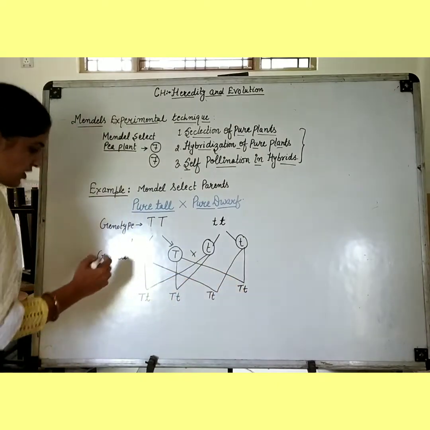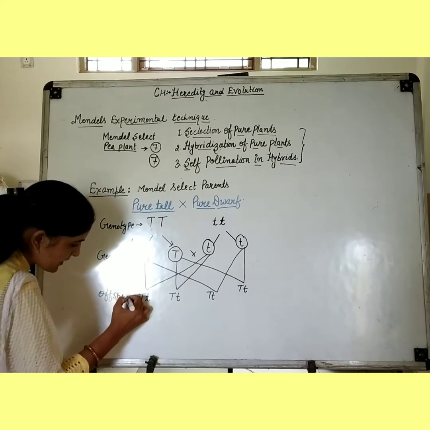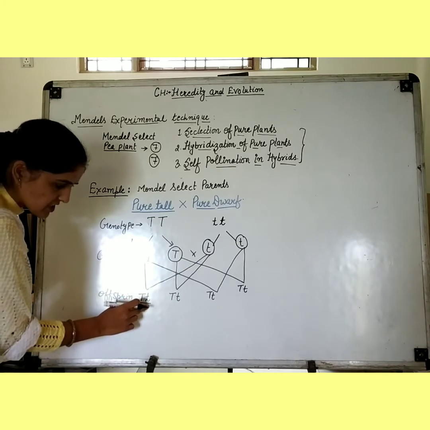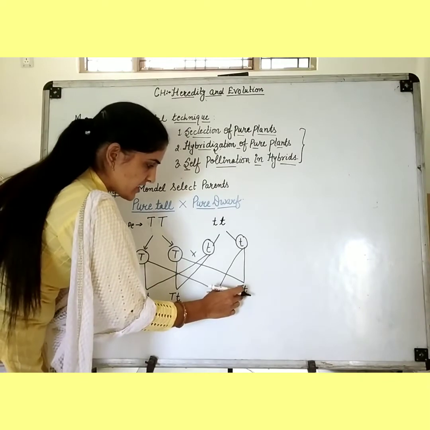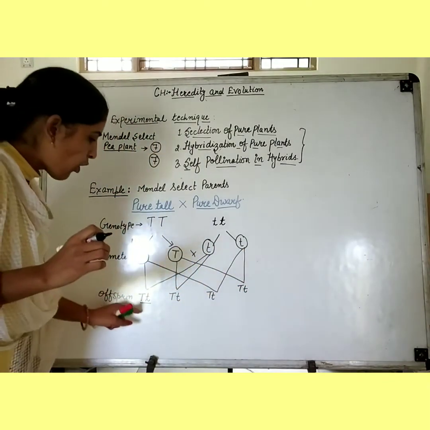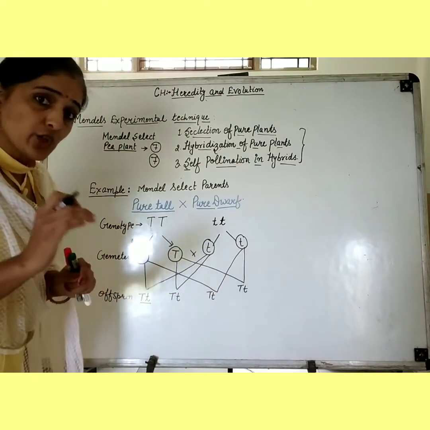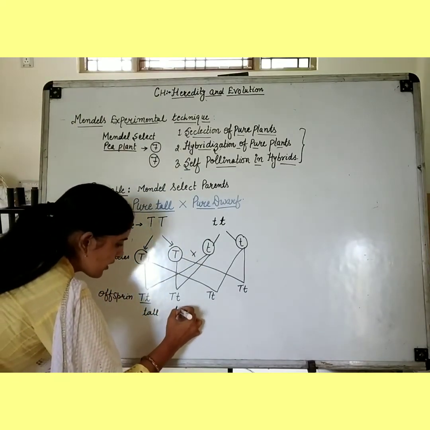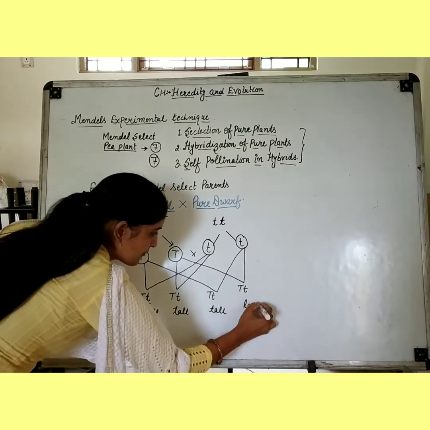See here, these are the offspring. The genotype of these offspring is capital T, small t, capital T, small t, capital T, small t, capital T, small t. And this is the genotype. Phenotypically, all these are hybrid. All these offspring are tall. This is also tall, tall, tall, and tall.